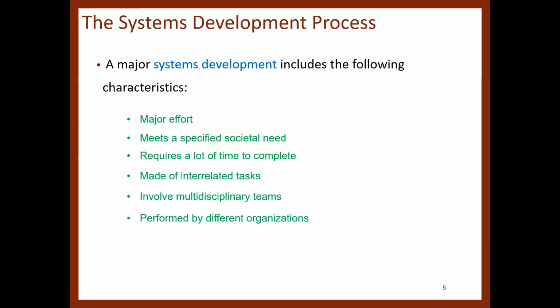And finally, it has to be within a schedule. So it's going to take 5 years, 10 years, and also within a budget. So how much money we have to get this done. So these are the characteristics. A major system development includes all the following characteristics, and those are the ones that are listed in this slide.